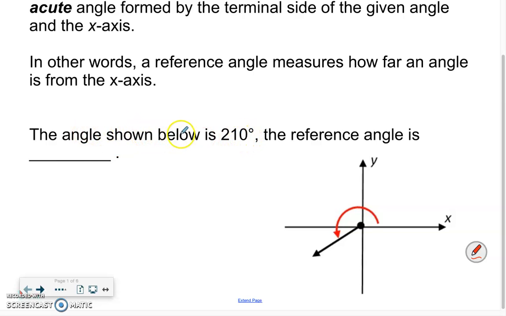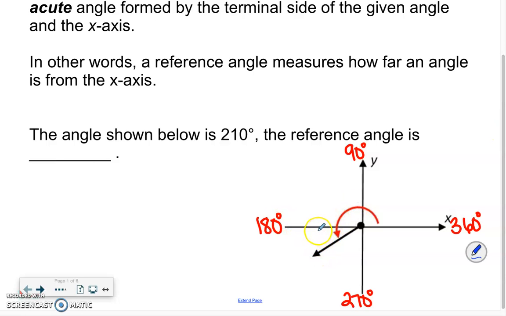It says the angle shown below is 210 degrees. The reference angle is what? I want to remind you real quick that when you're graphing an angle, you would go up for a positive angle and down for a negative angle. And remind you that a quarter of a turn is a 90-degree angle, a half a turn is 180 degrees, 3/4 of a turn is 270, and a full rotation is 360 degrees. This angle's already been graphed for you at 210. You'll notice it's just slightly past the 180 mark, okay?